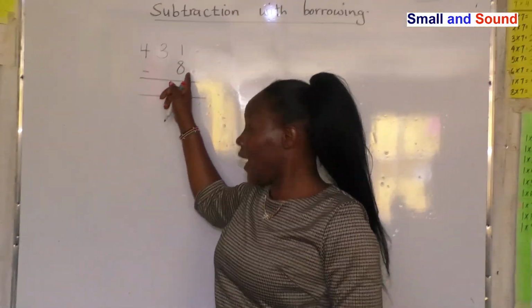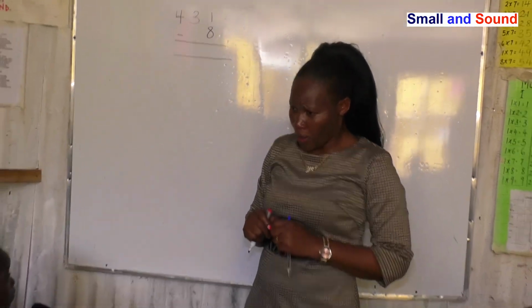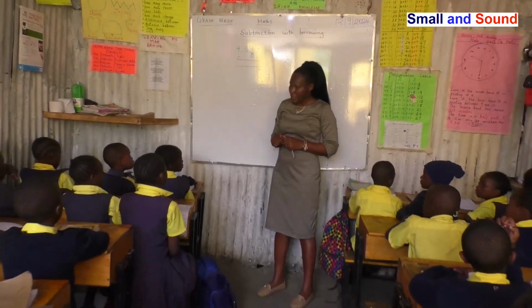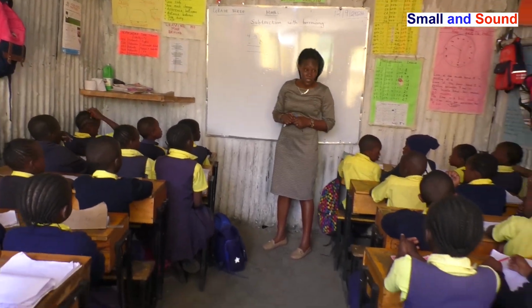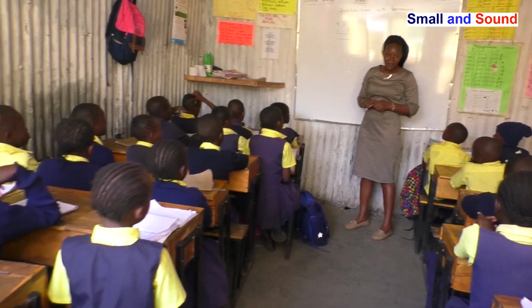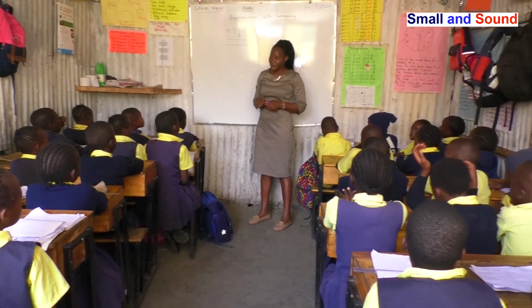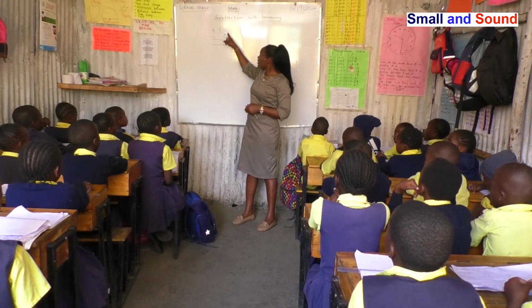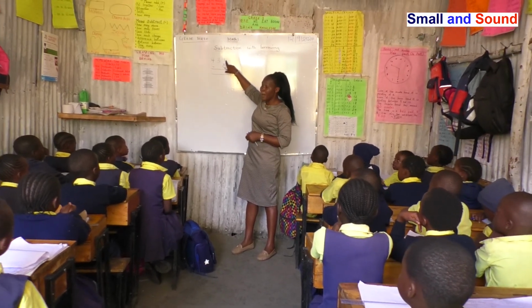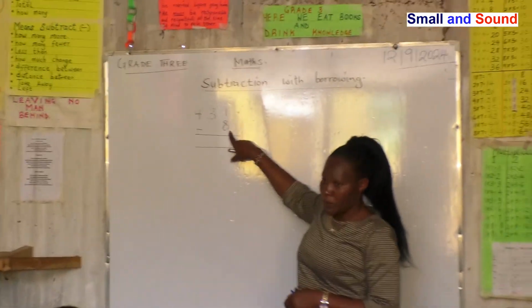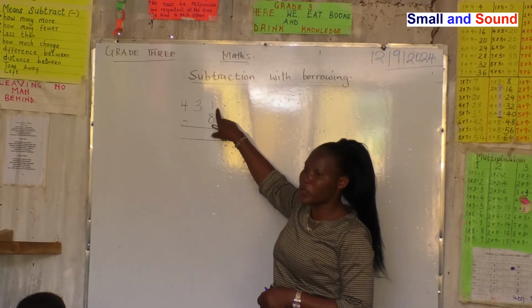Now here, we want to subtract, so we start with 1, subtract 8. 1, take away 8. Is it possible? No. Can we subtract 8 from 1? No. It is not possible. Why is it not possible, class? Number is smaller. Yes, correct. Because the number at the top is smaller than the number at the bottom. Therefore, it is not possible to subtract.